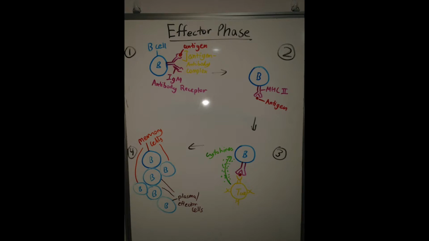The antigen is then processed inside the B cell and displayed on an MHC molecule on the surface of the B cell. The T helper cell from the activation phase binds to the class II MHC on the B cell and releases cytokines. This stimulates the B cell to proliferate. Some B cells become plasma cells or effector cells that produce and secrete antibodies, and some B cells form memory cells that remember the pathogen and aid in increasing the efficacy of the immune system next time the pathogen attacks.